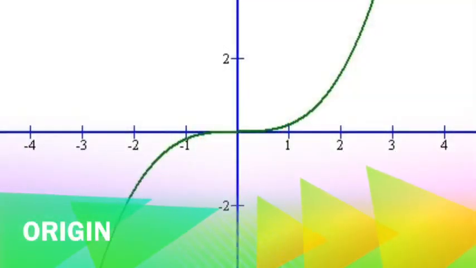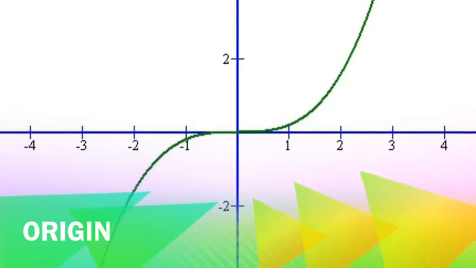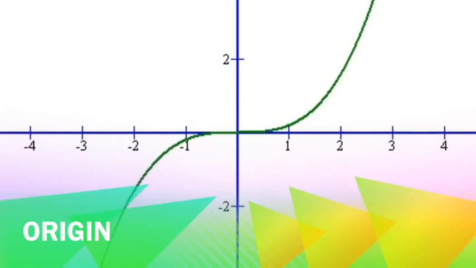A graph is symmetric around the origin whenever its graph would look the same if it were rotated 180 degrees around the origin. So a graph is symmetric about the origin if whenever the point (x, y) is on the graph, so is the point (-x, -y).